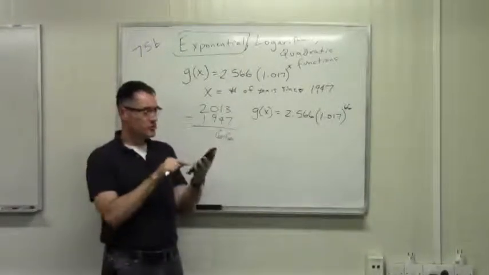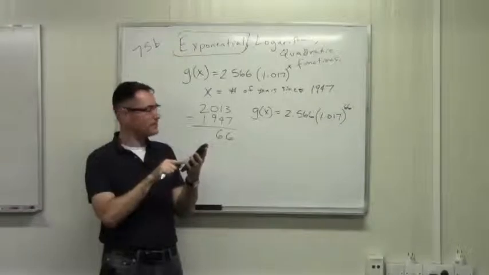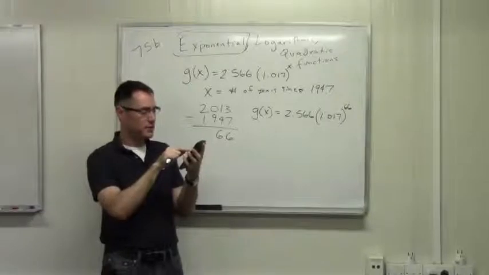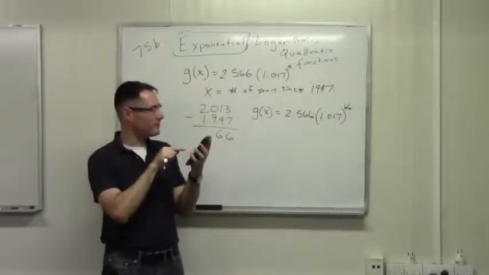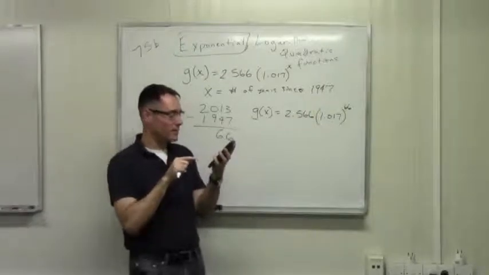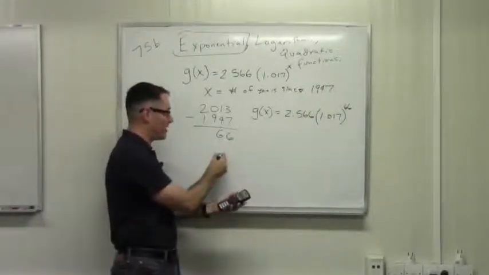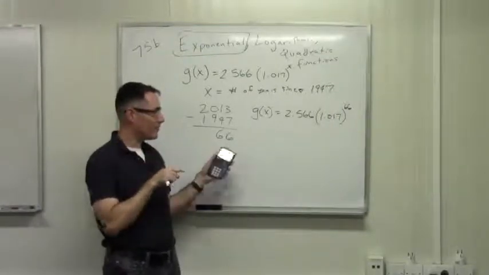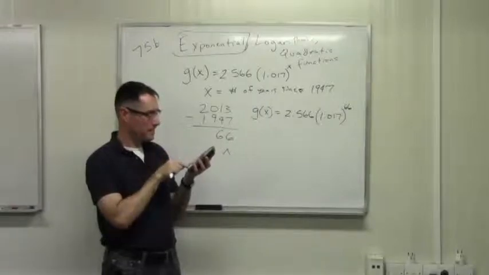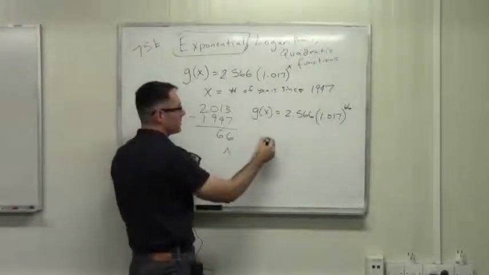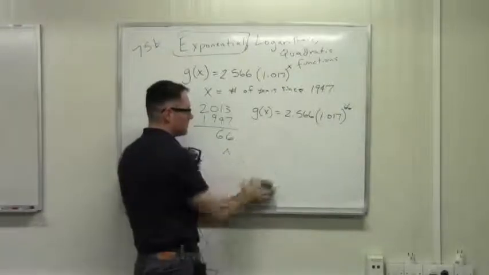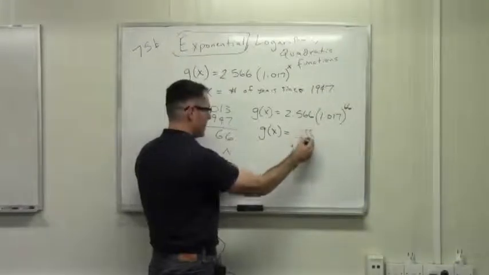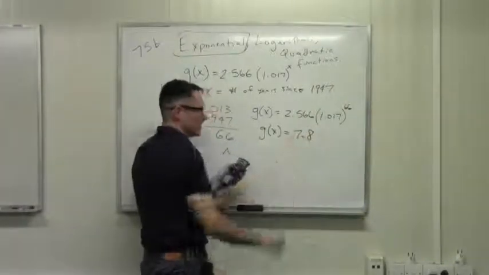OK, 2.566 times 1.017. Oops, did it wrong. 1.017. And then there's a little button on here. Actually, it's the little caret button, right? Caret, which means raised to the power of 66, equals. G of x equals, hopefully everybody got 7.8 as an answer.